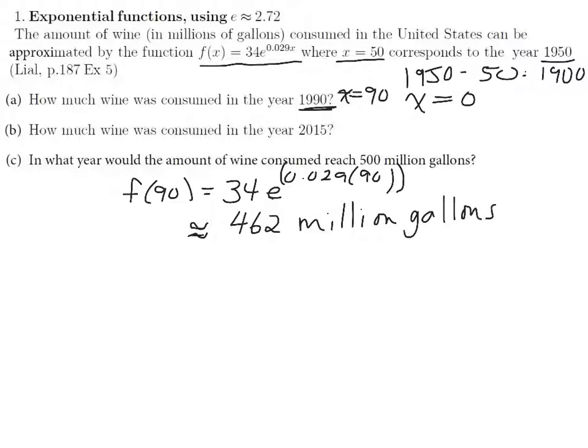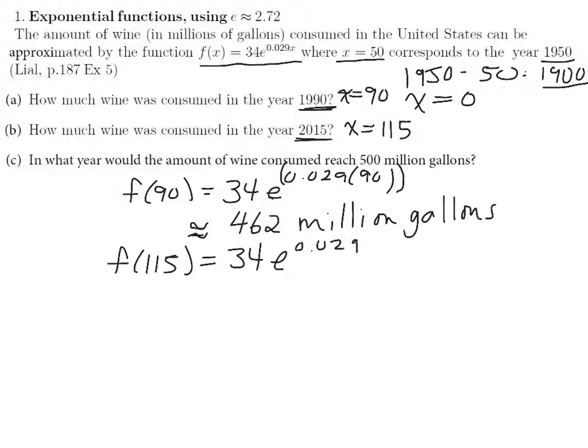Okay. For part B, it says how much wine was consumed in the year 2015. So again, we look back at our base year, which was 1900. We see how many years from 1900 to 2015 is, and so our x value here will be 115. So we're going to substitute 115 in here. And again, make sure that you are raising that e to this entire exponent, and you'll get a value of 955 million gallons.